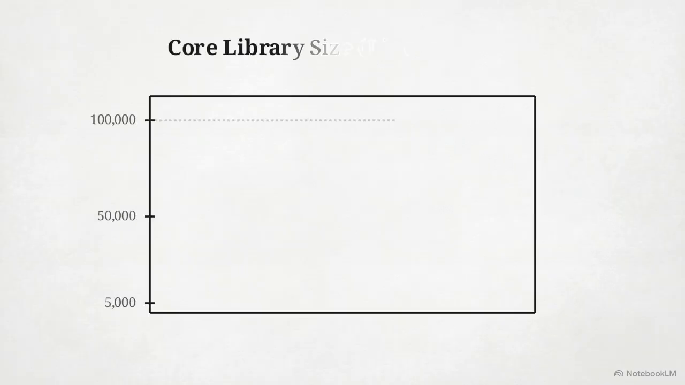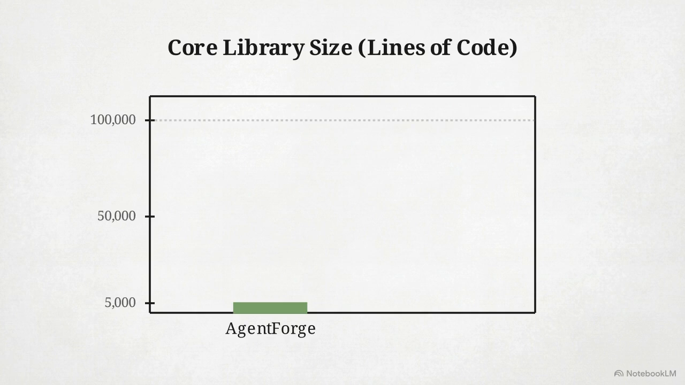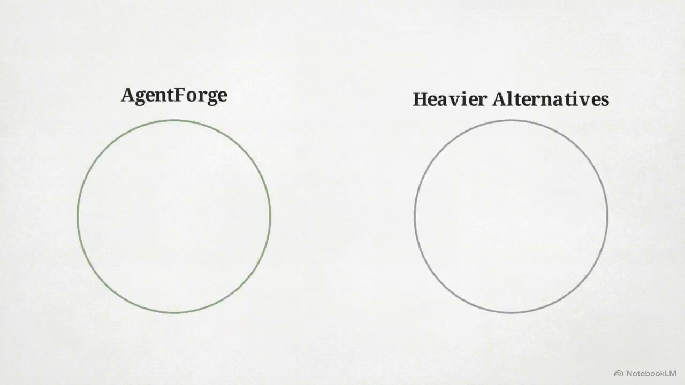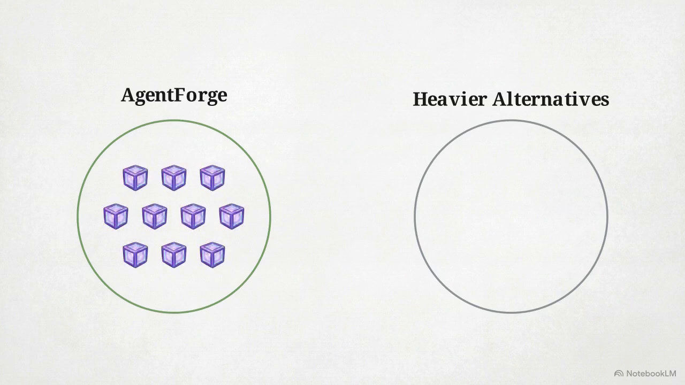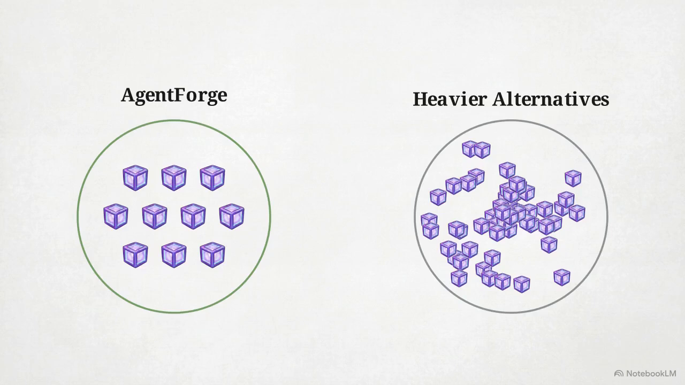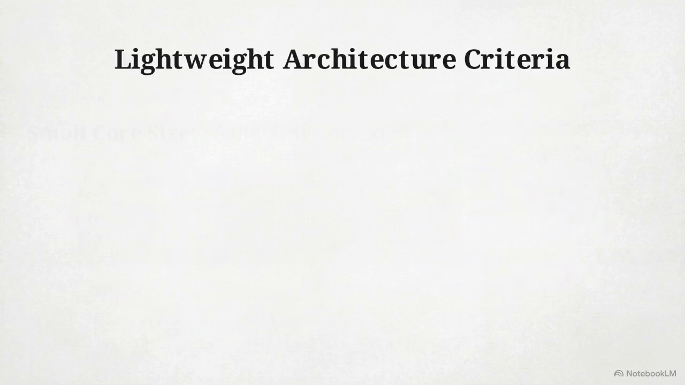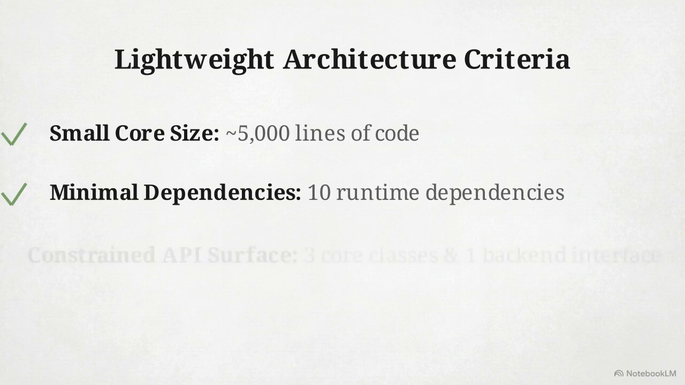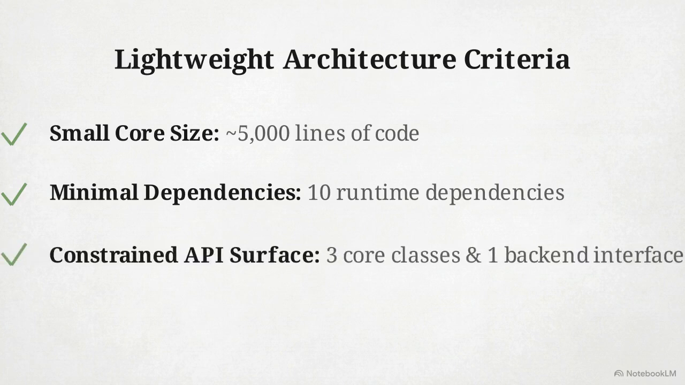This chart compares the core library size of AgentForge to LangChain. AgentForge operates on approximately 5,000 lines of code, while LangChain exceeds 100,000. That reduction extends to dependencies. AgentForge relies on just 10 direct runtime dependencies, compared to 50+ required by heavier alternatives. These metrics define a lightweight architecture, a small core size, minimal dependencies, and a constrained API surface.